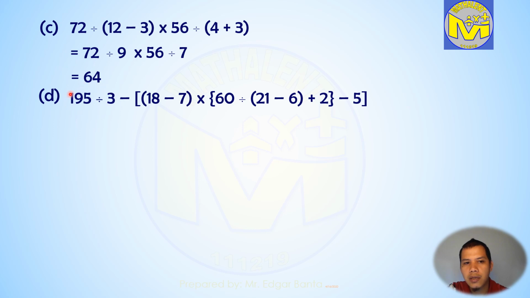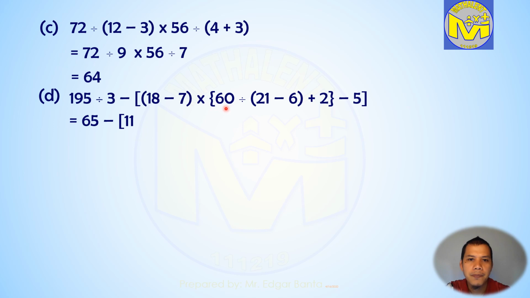Actually, we can just divide it right away because it will not affect anything here, because it is separated by a minus. So 195 divided by 3 is 65. Then in our rule, we will do inside the round bracket. So 18 minus 7 is 11.